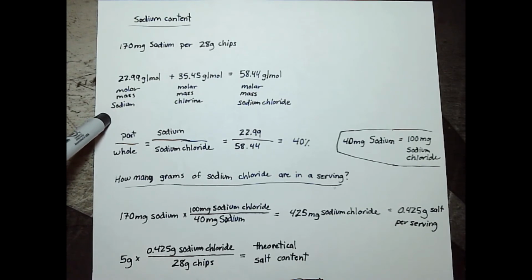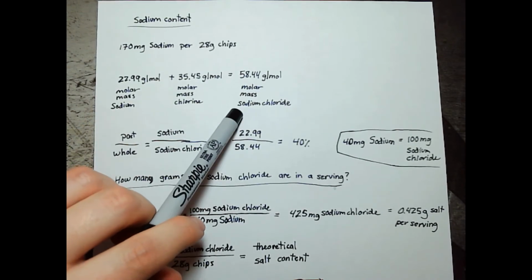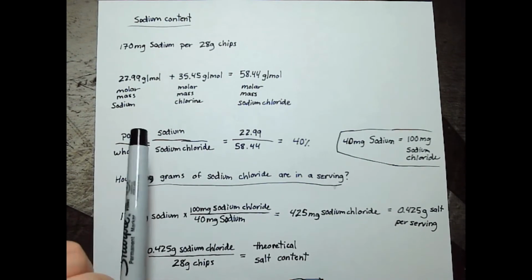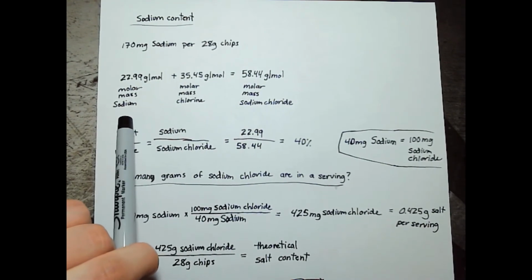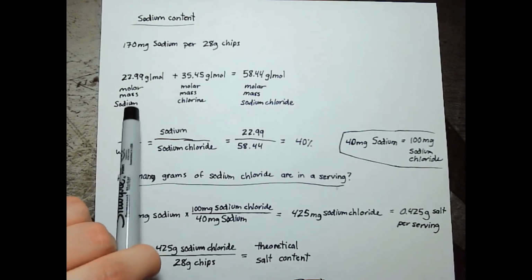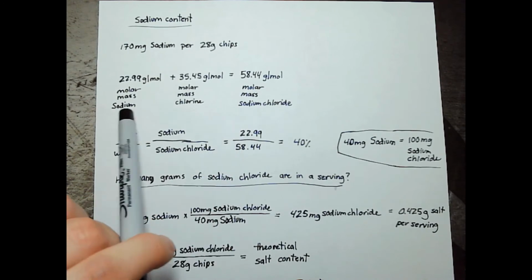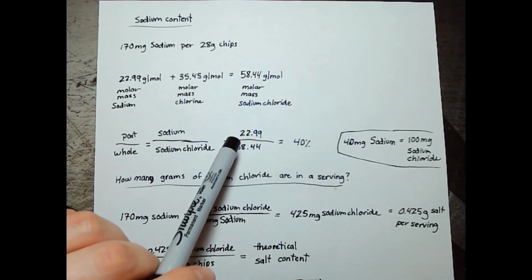So first, we need to find the molar mass of sodium chloride, and the chemical formula of sodium chloride is just NaCl. So we have the mass of 1 sodium and the mass of 1 chlorine, and we add those together, and we should get the total mass of sodium chloride.